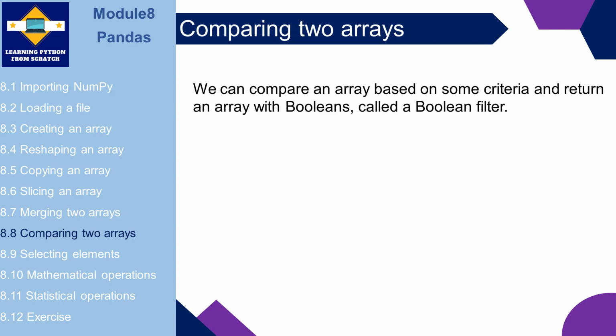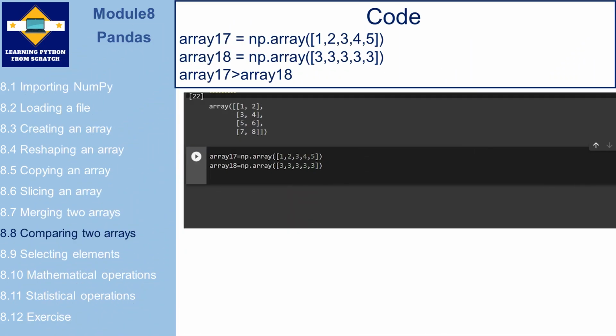We can compare an array based on some criteria and return an array with booleans called a boolean filter. We can also compare an array with another array with the same shape. So we already have two arrays here, array 17 and array 18. Then we type array 17 larger than array 18 and we run it, and the program is going to check all the elements. So you can see that the first three numbers of array 17 are not larger than array 18, but then the last two are larger than those numbers in array 18, so it shows true.